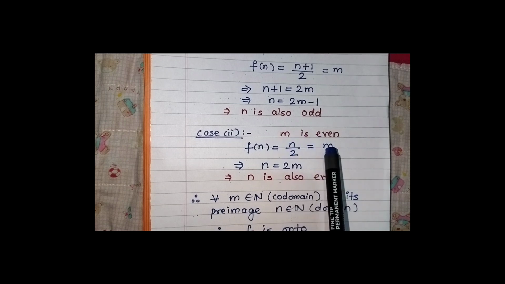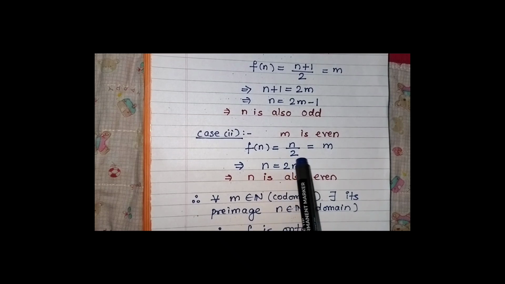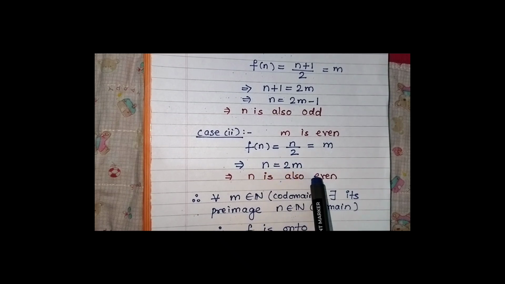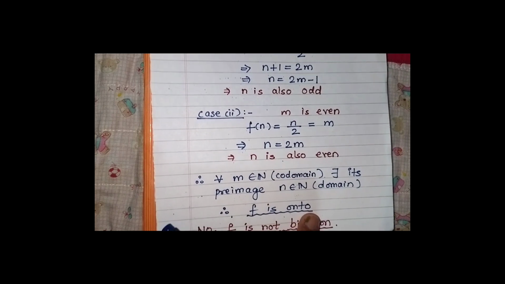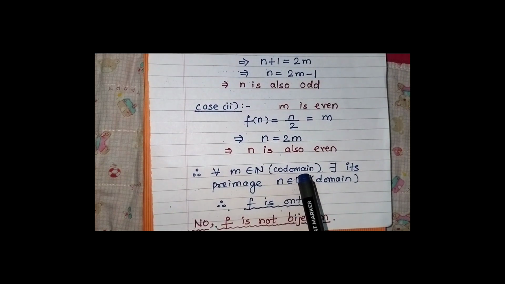So n upon 2 is also equal to m. So when you cross multiply, you will get n is equal to 2m. Now 2m, this term is always an even number. So that means n is also even. So when m is even, n is also even. So that means, it means that for all m belongs to n, that is in the codomain, there exists its pre-image in the domain. So that means f is onto.